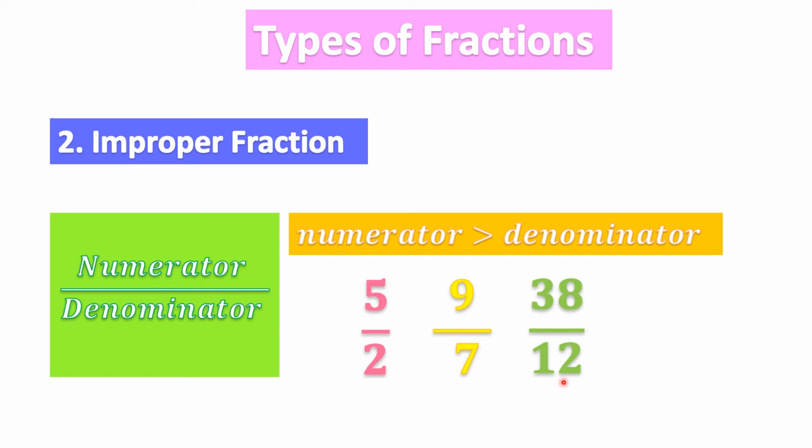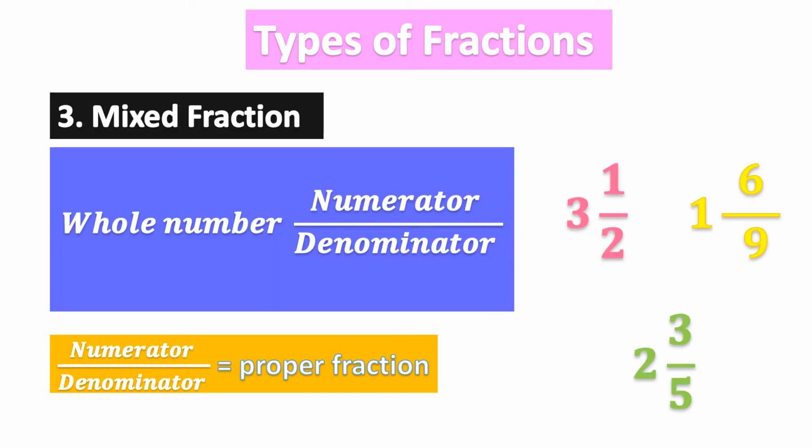Now another example, 38 by 12. Again, the numerator is greater than the denominator, so this is also an improper fraction, right? So improper fraction means what? The fraction where the numerator is greater than the denominator is called improper fraction. So all these are examples of improper fraction, okay?